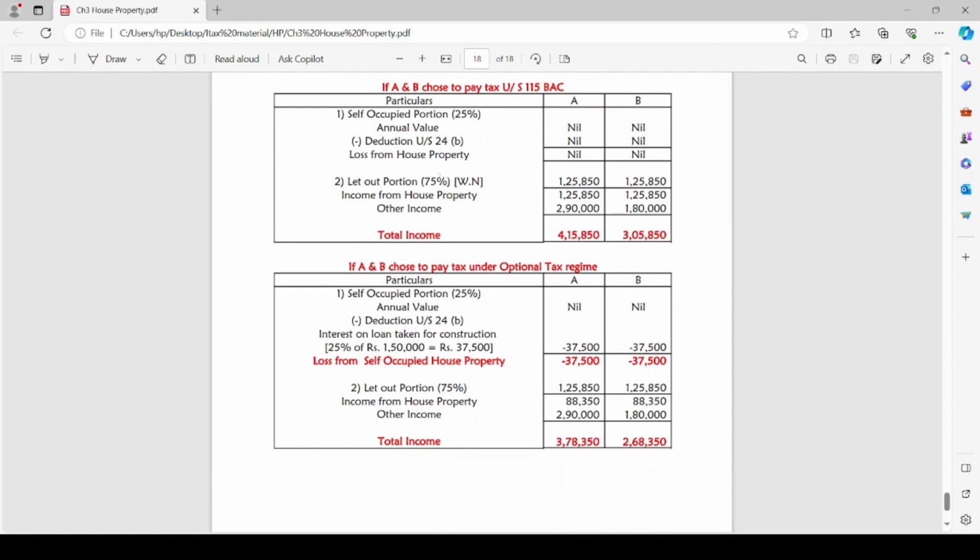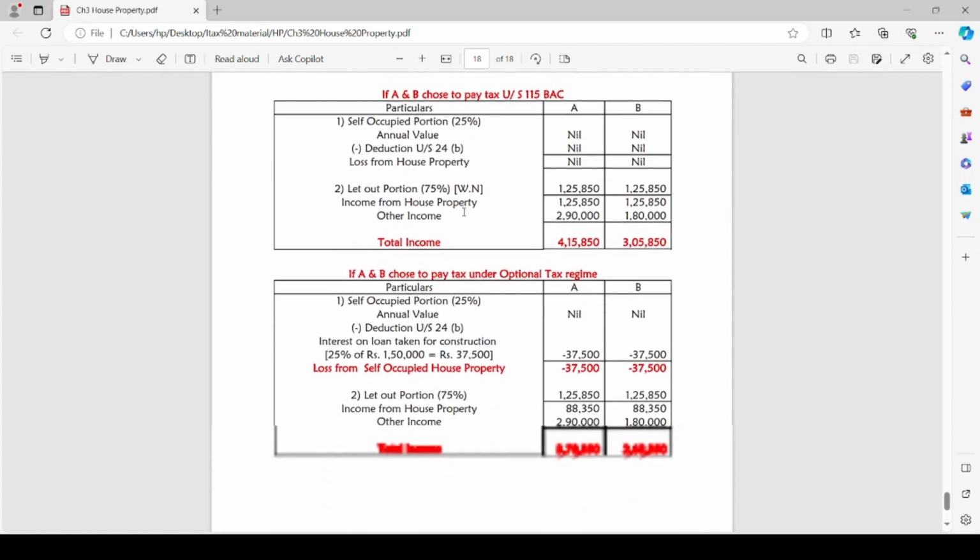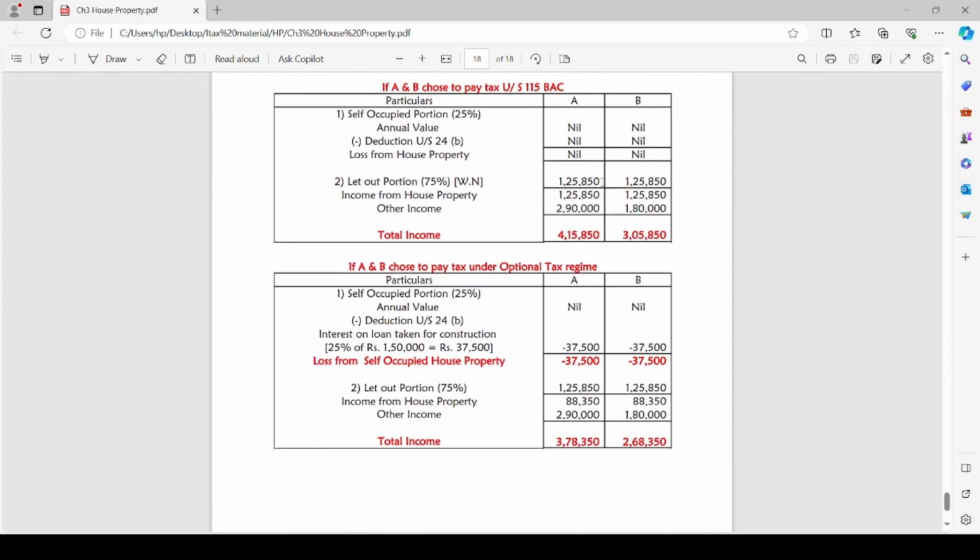The let out portion: the income from the let out portion stands at rupees 1,25,850 and 1,25,850 for both the co-owners. The other incomes of the co-owners as given in the question are 2,90,000 and 1,80,000 respectively. So the total income of A and B, if they want to pay tax under the default tax regime, will stand at rupees 4,15,850 for Mr. A, and the total income of Mr. B is rupees 3,05,850.